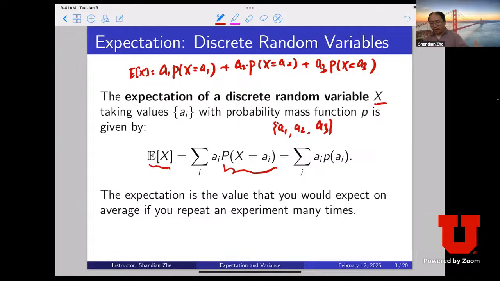So in general, if you have m discrete values x can take, then your expectation is just the weighted average of all these m discrete values, weighted by the probability x takes each of those values. Any question?